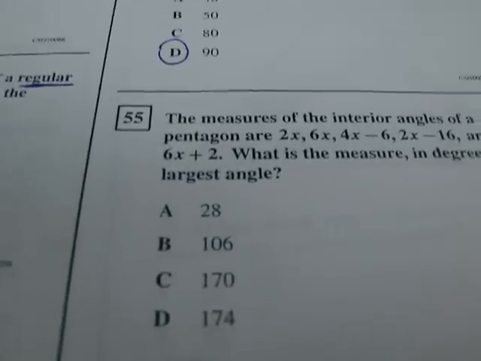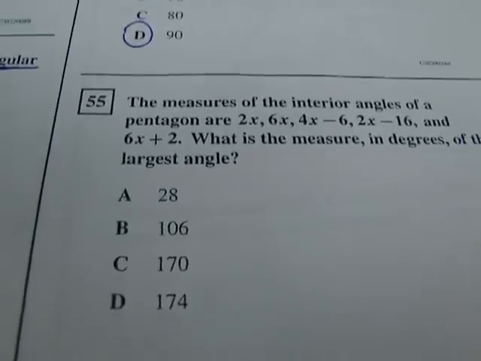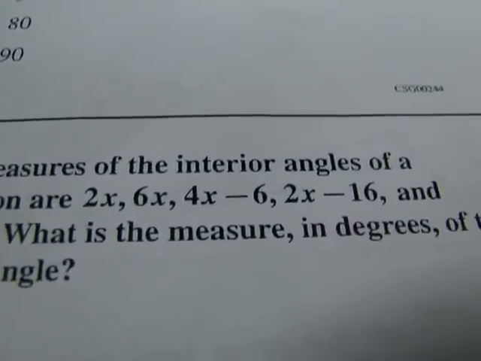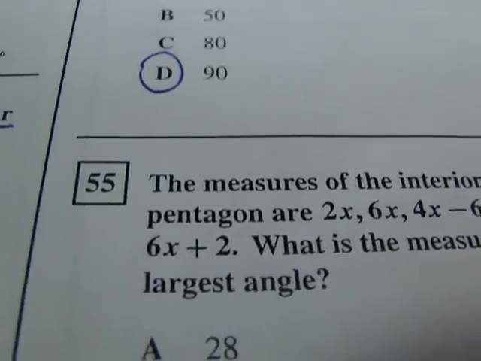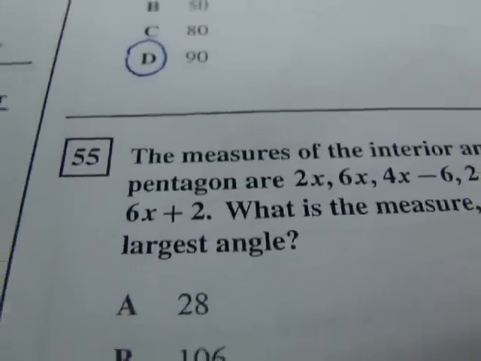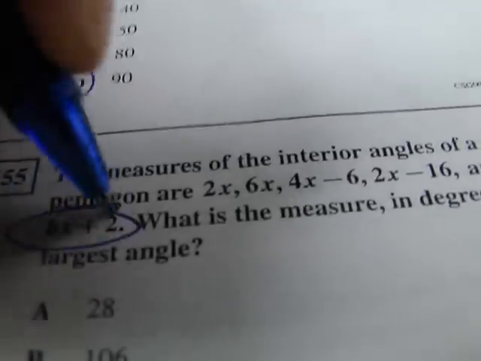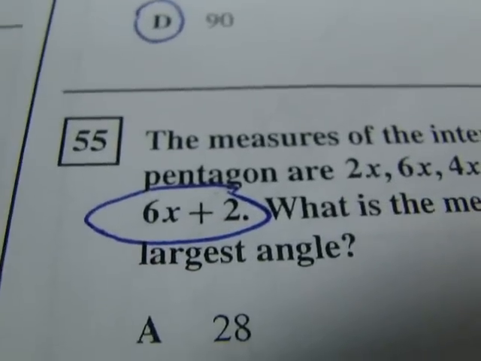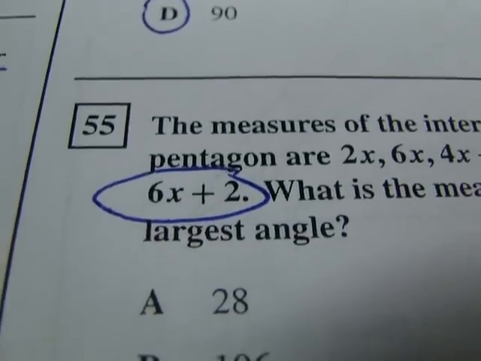Number 55. The measures of the interior angles of a pentagon are 2x, 6x, 4x minus 6, 2x minus 16, and 6x plus 2. What is the measure in degrees of the largest angle? Well, first of all, the largest angle has got to be 6x plus 2. That's just the biggest angle that we've got.